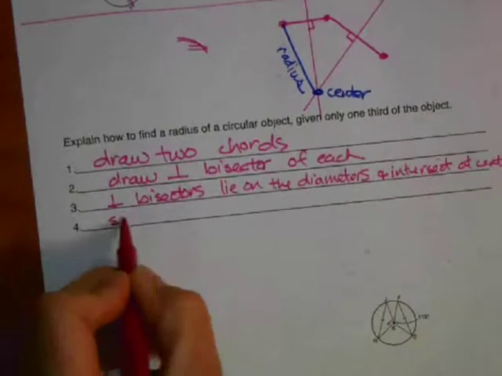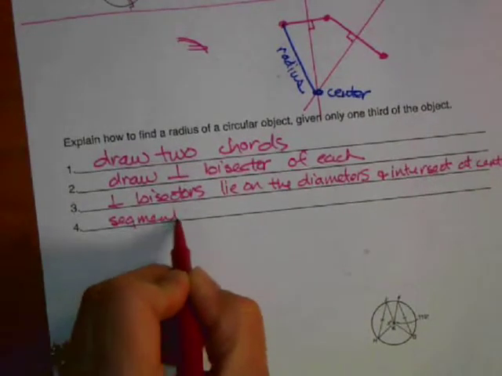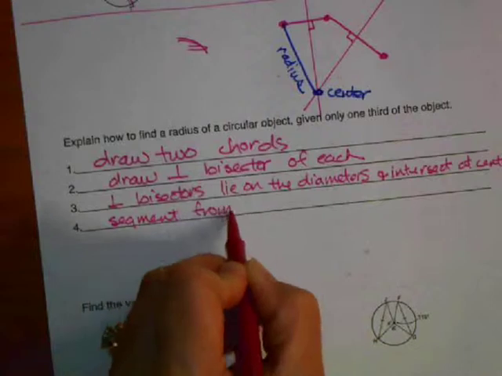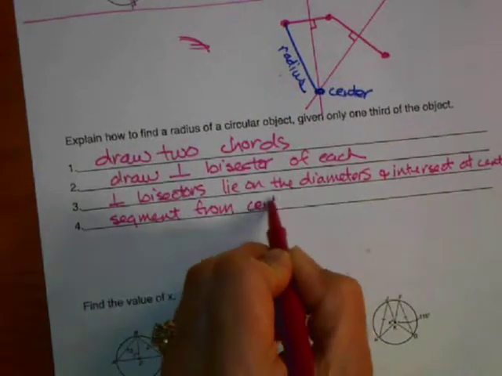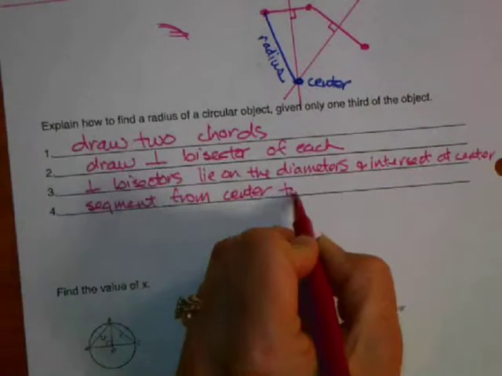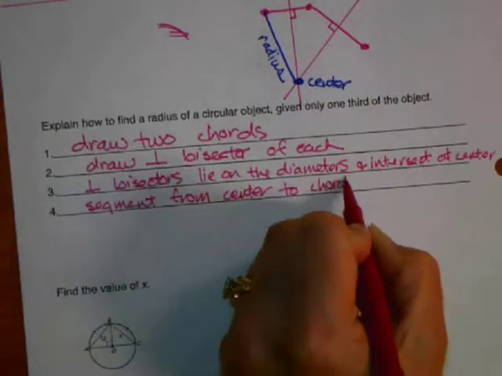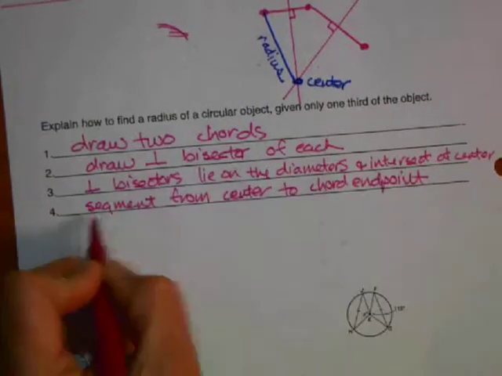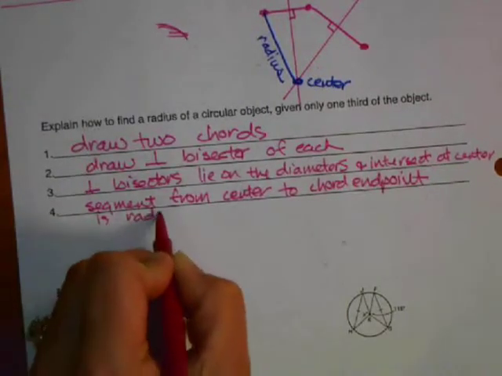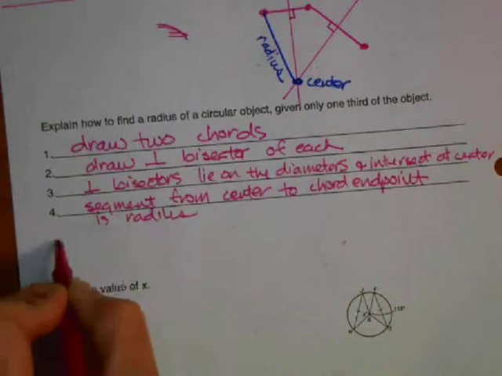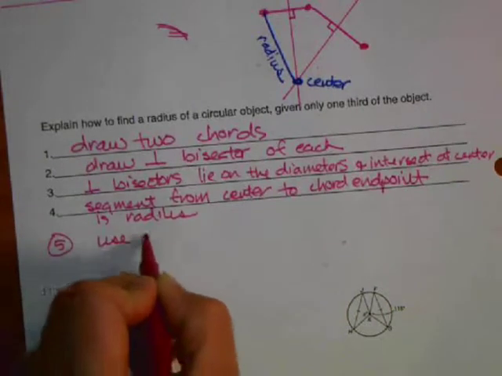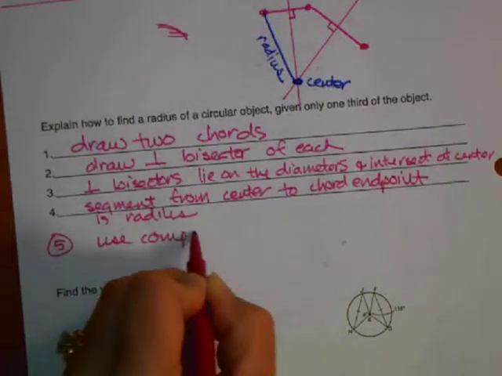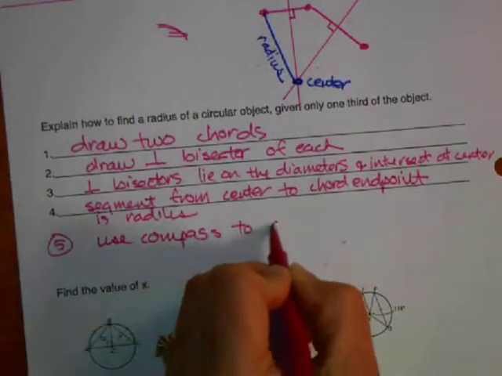Okay, so the segment from the center to a chord endpoint is the radius. Okay, so now I can draw my circle. Number 5. Use your compass to complete the circle.